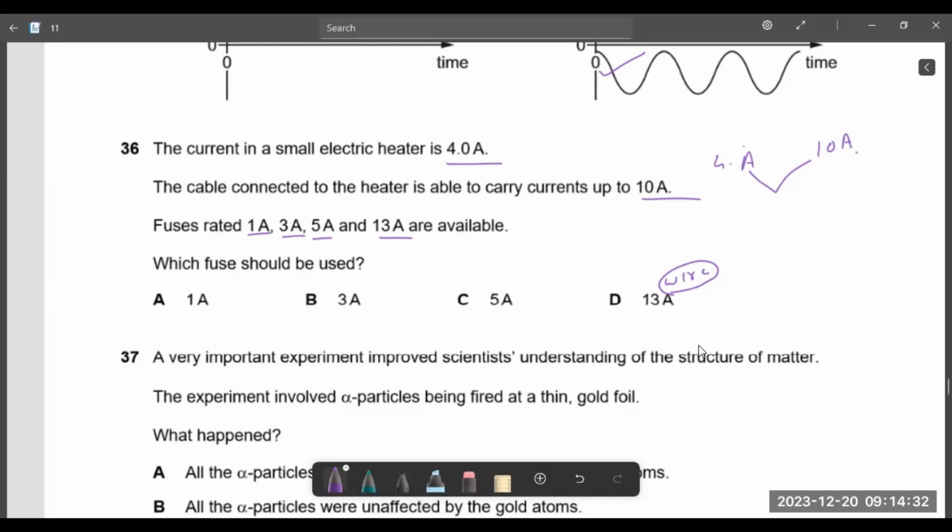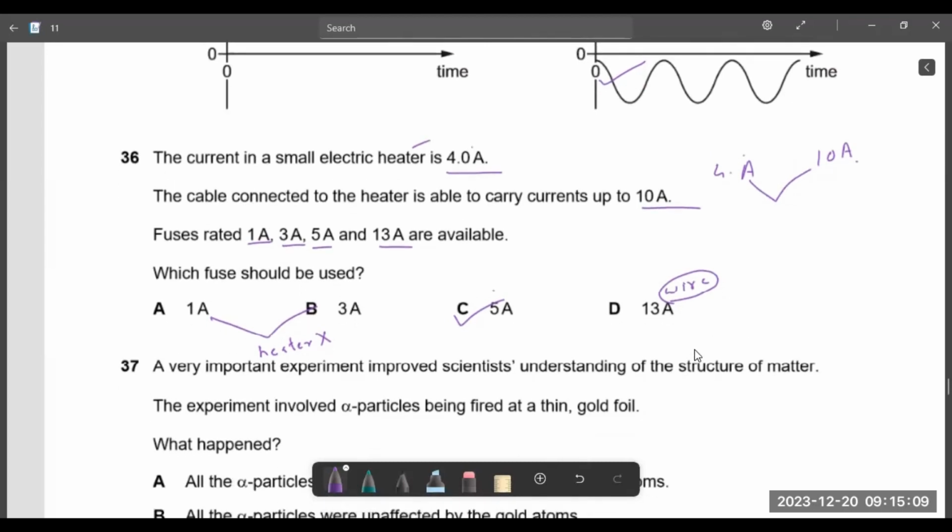Less than 4 amps means your equipment will not work. If you select a 1 amp or 3 amp fuse, when you connect it in series with the electric heater, it will not work. If you choose these two, your heater will not work. The heater will always be in the off position. So you need to keep the fuse within 4 and 10, preferably 4.1, 4.2. Here the choice is 5 amps. So the right answer here is 5 amps.